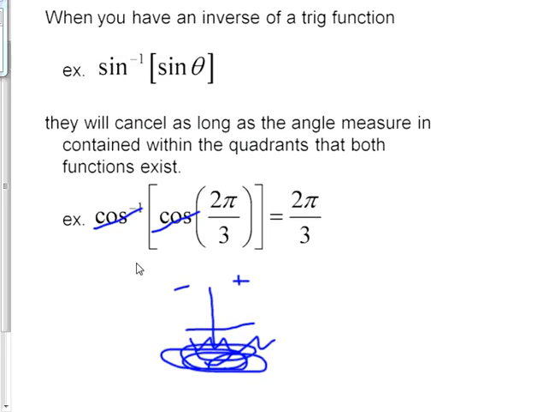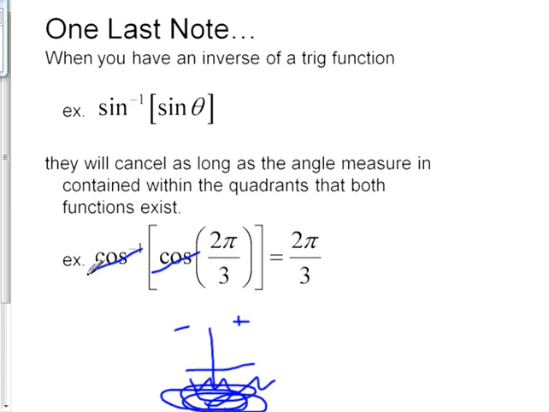And I'll show you tomorrow more or less how that works, but just keep in mind that a lot of the time an inverse function and regular function, they'll cancel and leave you with whatever's in here.